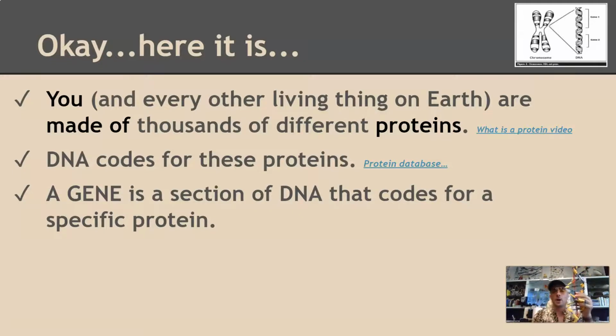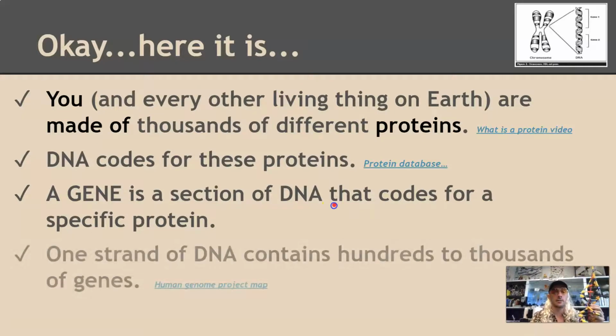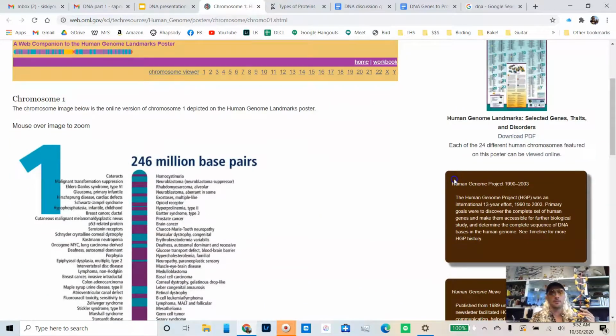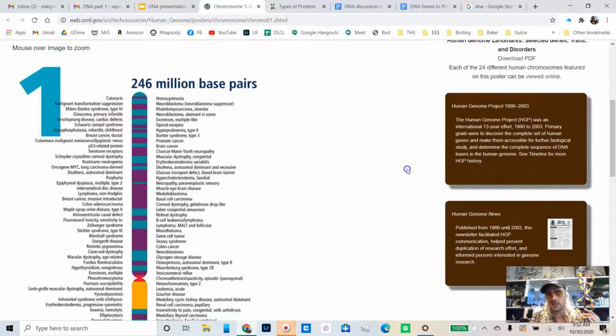So genes are sections that code for specific proteins, and your body is full of these, and they're all working at different times in different ways. And one strand of DNA contains hundreds or even thousands of different genes, different sections to make different proteins. It's pretty cool stuff. The Human Genome Project mapped all of the different genes in a human being, right? And this was a big, long project that was completed in 2003. It took 13 years.